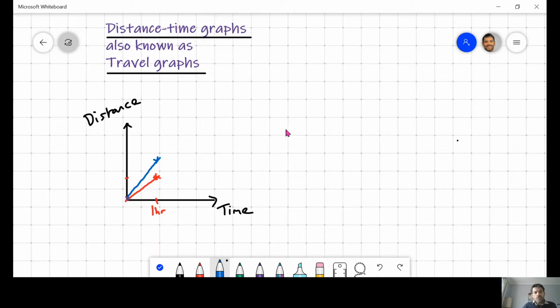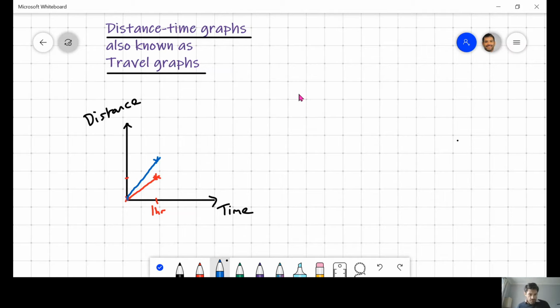Because you've gone the same amount of time, we're talking about 1 hour, but he's gone further. It's the speed that has changed. The steeper the graph, the faster you're going. Because the time is the same, we've gone 1 hour. Generally speed is miles per hour, kilometers per hour, or at least per unit of time. We've gone the same amount of time, but the blue one has gone further.